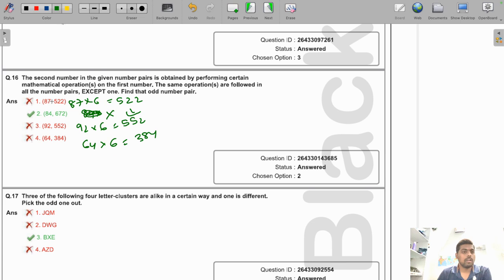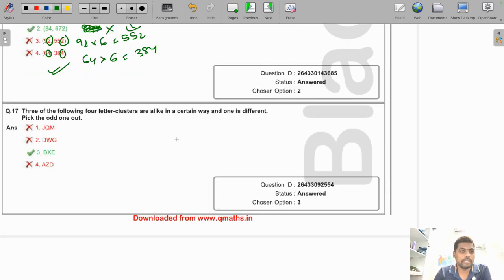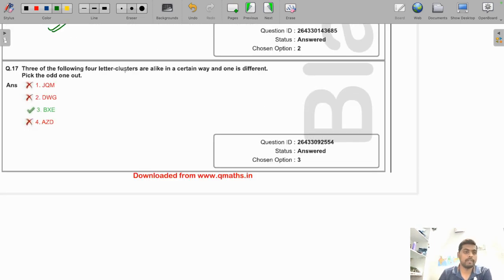Guys, always just see the approximation. 87 into, maybe it will be approximated to 6 times. If you multiply 6 with 7, the unit digit will be 2 here. Again if you multiply 6 with 2, the unit digit is 2 here. Again if you multiply with 6, the unit digit is 4 here. In that way you can solve this question quickly. You can find the multiple, what multiple.